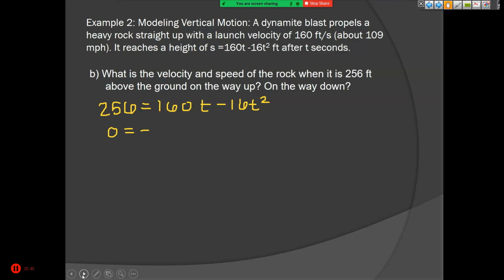So that's like negative 16t squared plus 160t minus 256. And exactly, you can take out a 16.